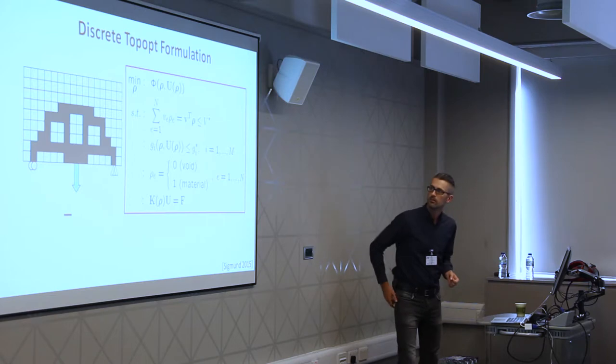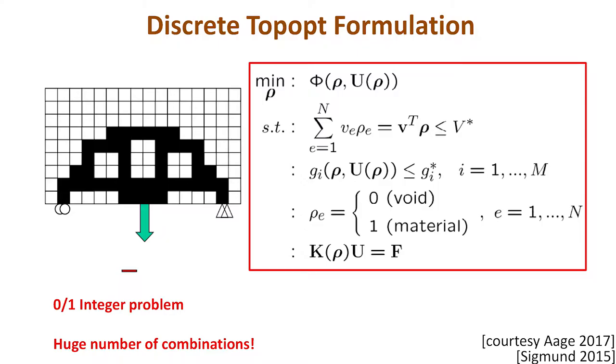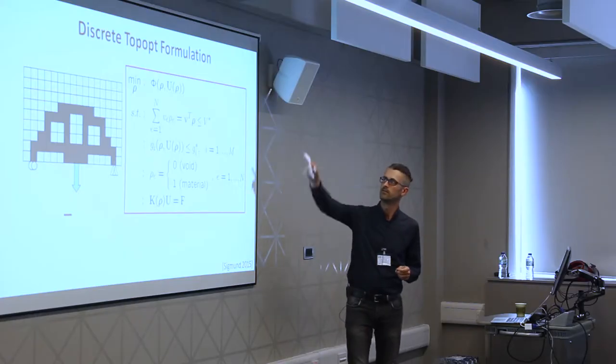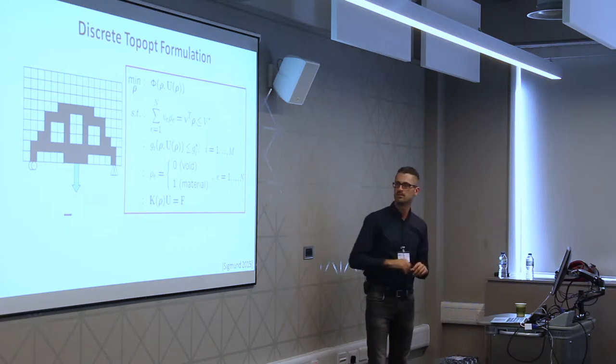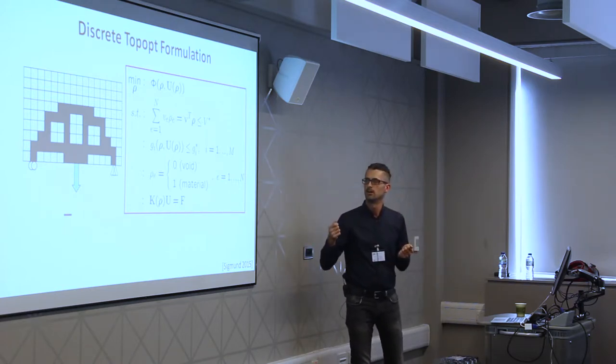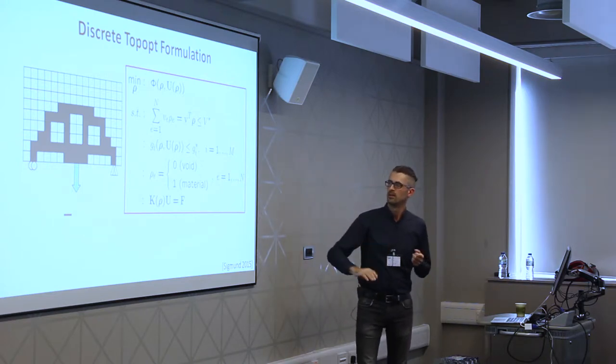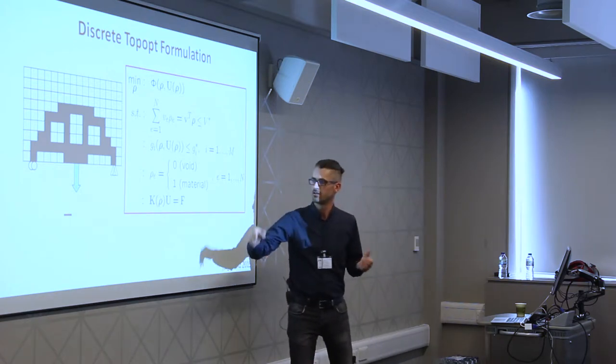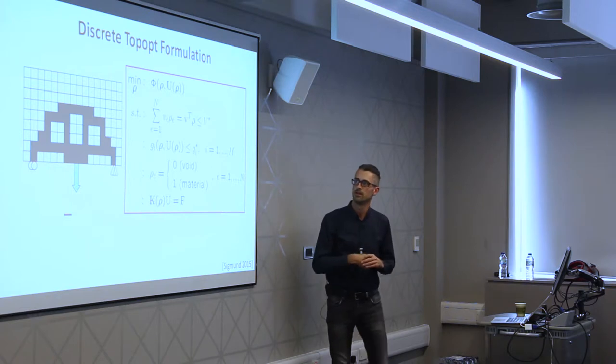Now let's look at the problem a little bit more formally. The general design problem can be stated as: find a material distribution that minimizes an objective function, and this objective function depends on, first of all, the material distribution, so we have here a density rho for the material, and the state of our system. In this case, it's written for a compliance minimization problem. Here you have an elastic object that deforms. U is the displacement field.